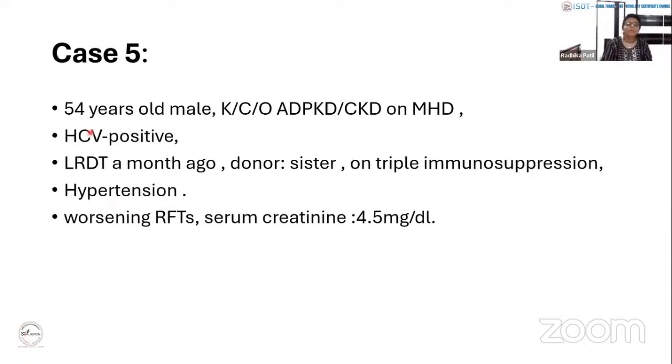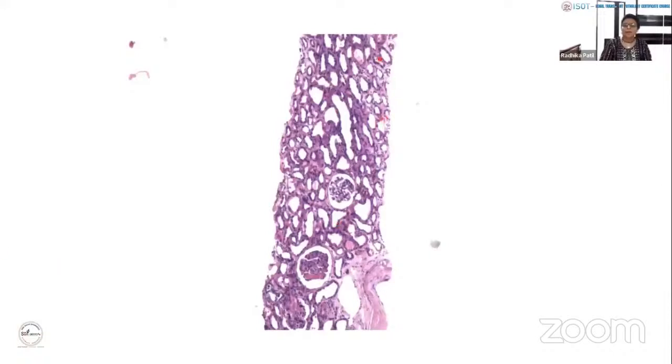Case number 5, a 54-year-old male, known case of ADPKD, CKD on maintenance hemodialysis, HCV positive, live related donor transplant a month ago, donor being the sister. On triple immunosuppression, hypertensive, worsening RFT, serum creatinine 4.5 mg per dl. This is a low power view of renal biopsy showing moderate acute tubular injury with flattening and denudation of the lining epithelium along with loss of the brush border.